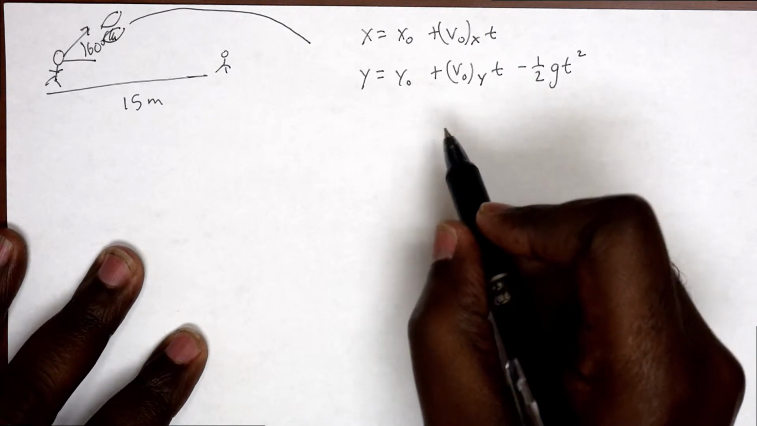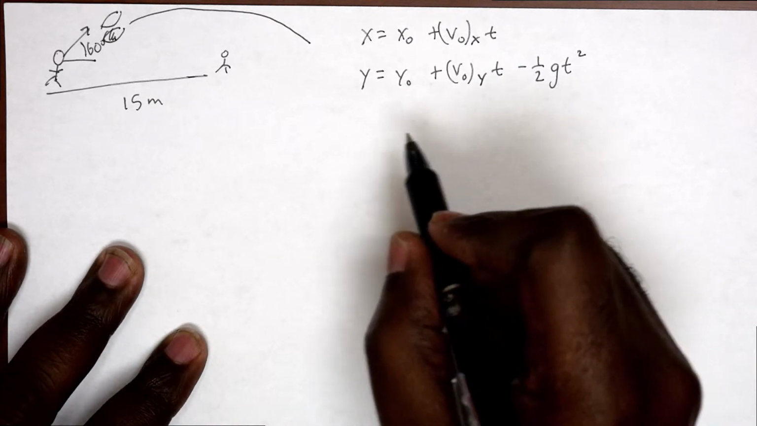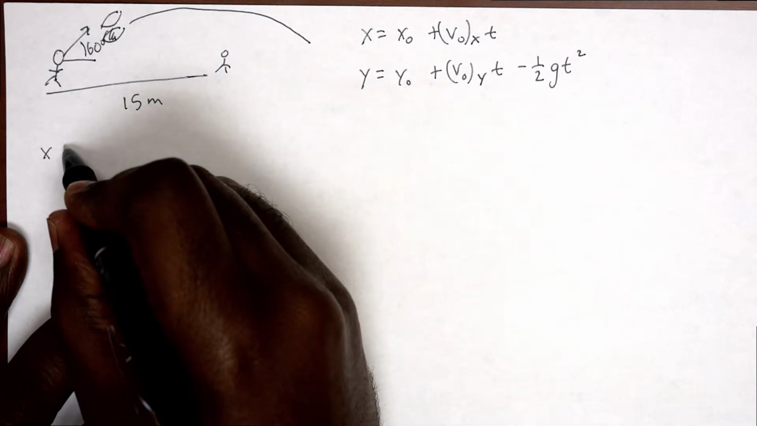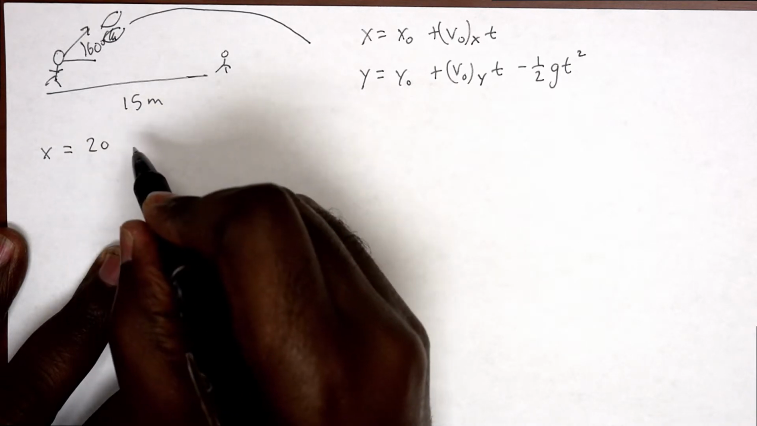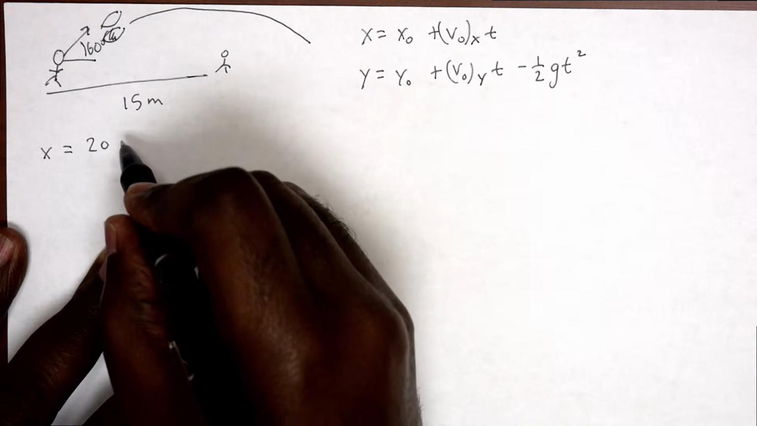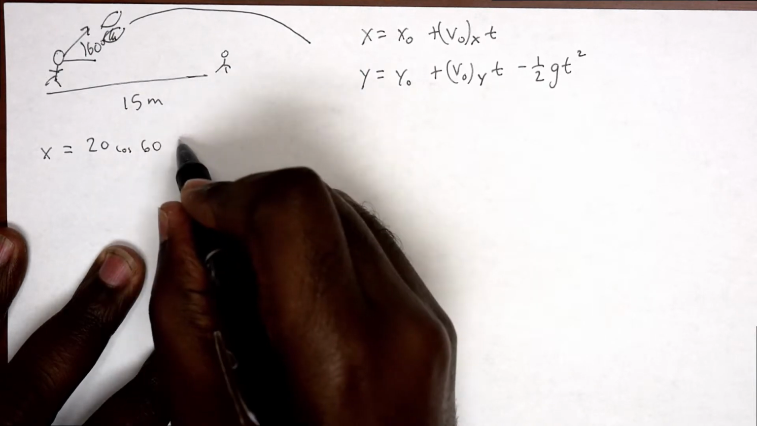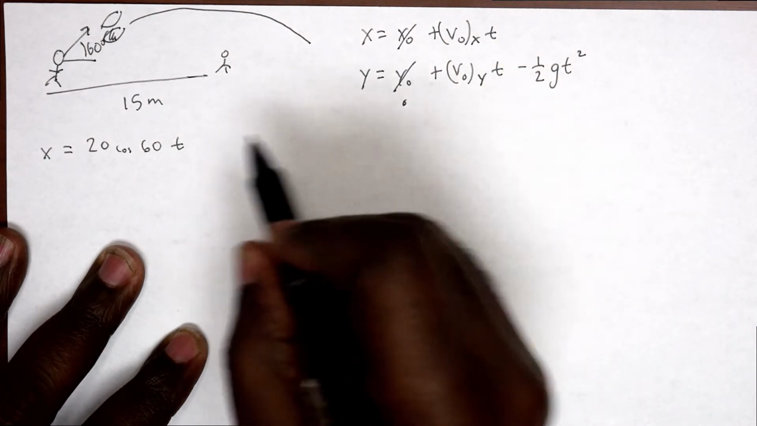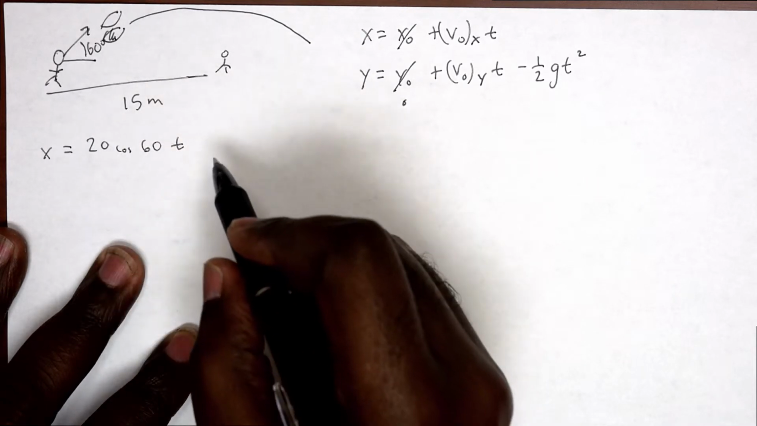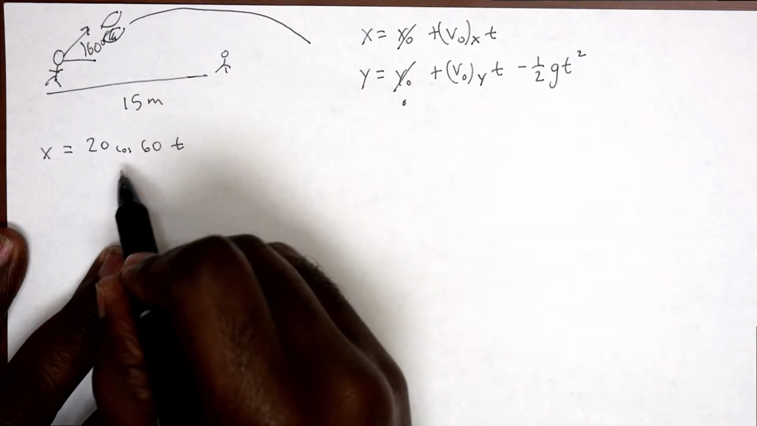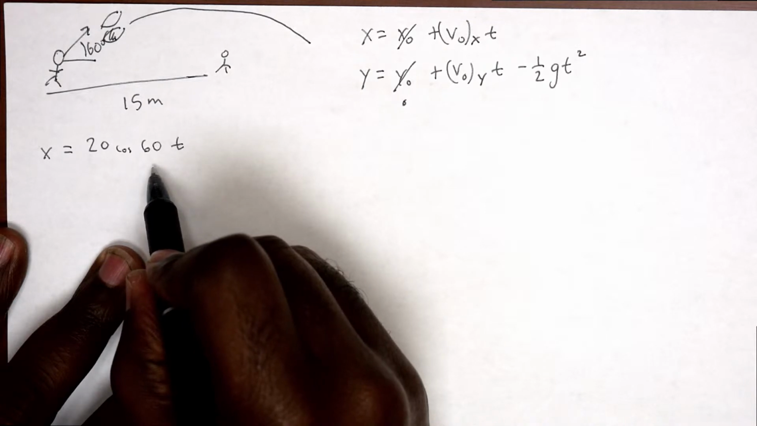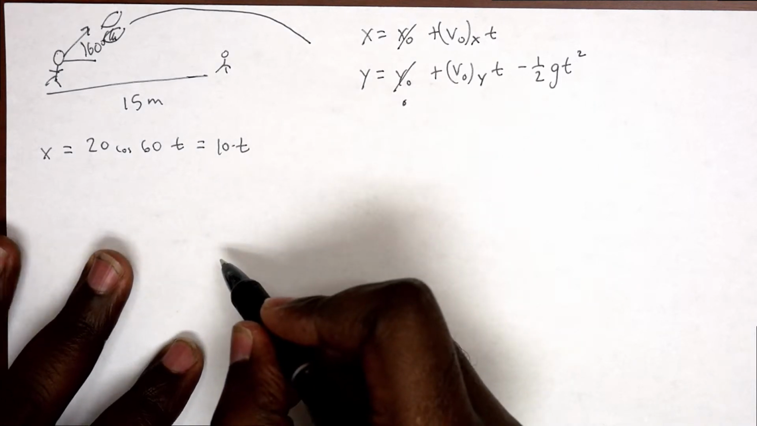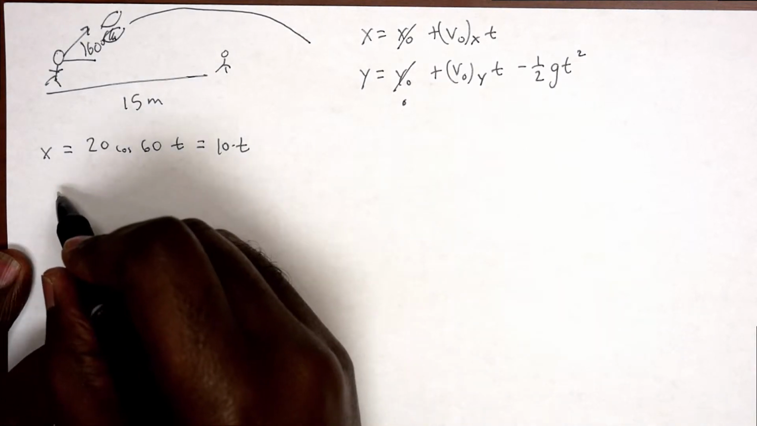So from the beginning we can establish that for the X equation, X at any point would be equal to 20, the initial velocity in meters per second, times the cosine of 60 degrees times t. Okay, because we know that x naught is 0 and y naught is 0 because that's where we establish our origin. So once we have that, we know that cosine of 60 is 1/2, and so x would be equal to 10t.